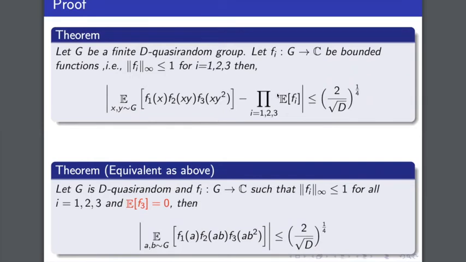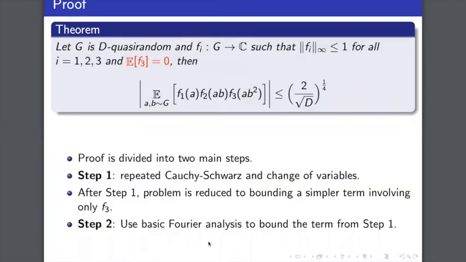We can just get rid of it and work with a simpler looking term over here. And we can assume this without loss of generality because we can just shift the function if it's not mean 0. So that's fine. So we want to show this. And the proof is roughly divided into two main steps.